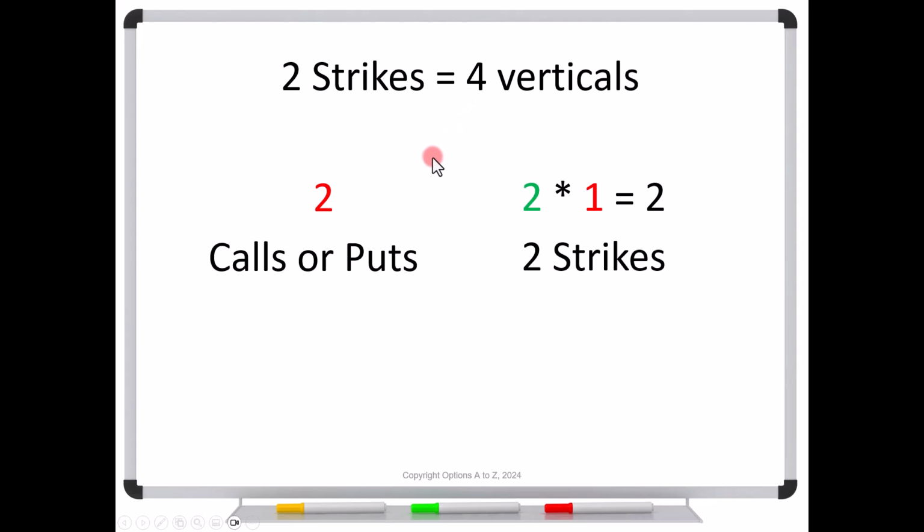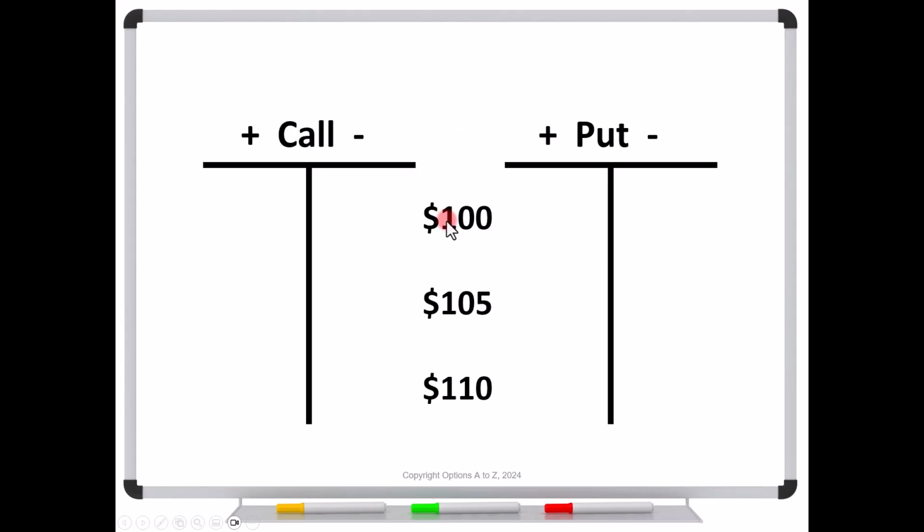Now what if we make it more complicated with 3 strikes? Well, now I can choose either calls or puts, that's 2 different ways, multiplied by 6 different ways here.